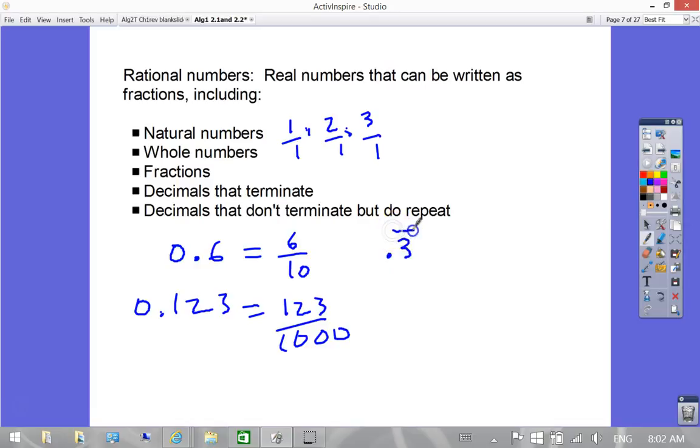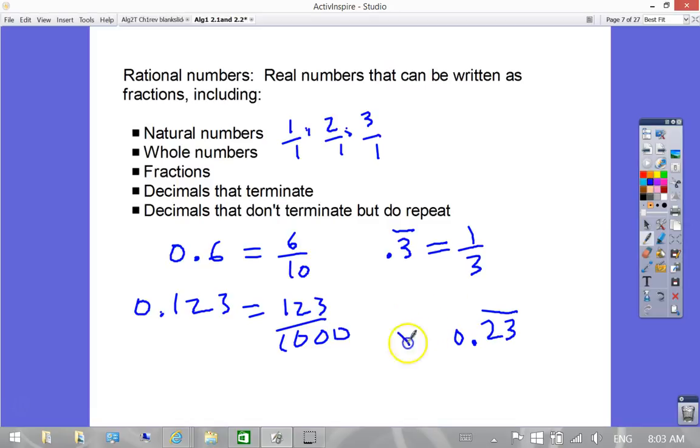Usually you put a bar above it, right? That means just keep repeating the 3. But any number that has a repeating pattern to it can also be turned into a fraction. I mean, this one in particular, I think we probably already know that's 1/3. But even if I had something like 0.23 repeating, I can turn that into a fraction. And if you're interested to see, this is how you would do it.